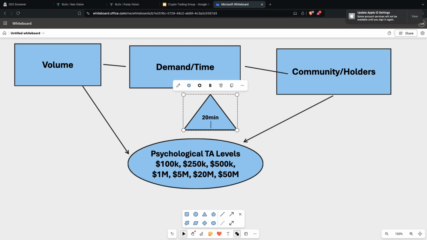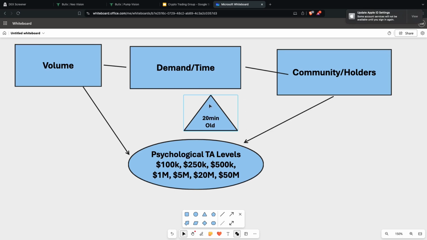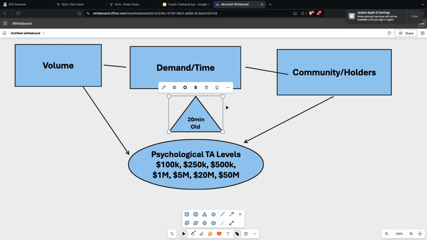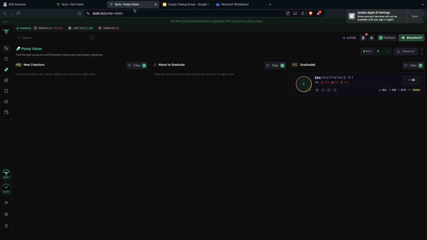20-minute old cryptocurrency meme projects. This is the time frame that you're going to be looking at. So if you take a look at these parameters, number one, volume, time, demand, community holders, and psychological levels. These three pillars, the volume, the demand, and the community, are going to help you come up with your filters.